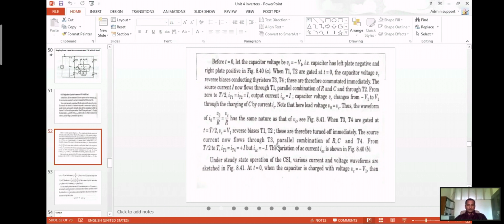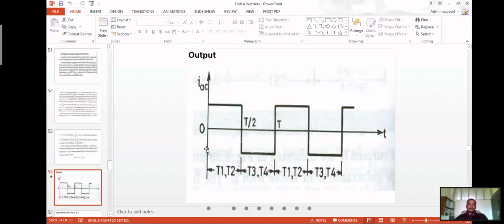In this case, the parallel combination of R and C will be through T2, so there will be a commutation immediately. The source current now will flow through T3 and T4 when T1 and T2 are commutated. Similar to what we have seen in the previous case, this will happen alternately. T3 and T4 will be commutated, and the current will be equal to minus I naught.